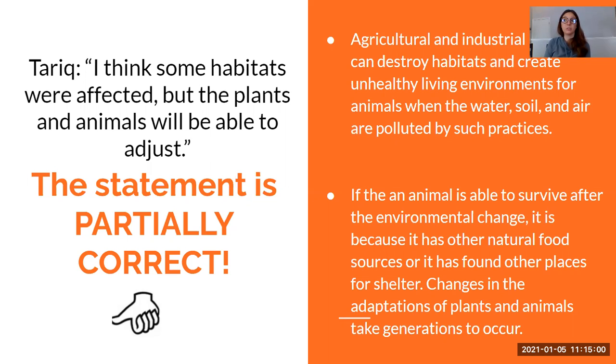If an animal is able to survive after the environmental change in the first place, it's because it has some other form of finding natural food sources or it has found a different place for shelter. But changes in the adaptations of plants and animals usually takes generations. So the adaptations didn't change. It was just that they must have found some other place to find food or shelter. But not all plants and animals are always going to be able to adjust. Some, like a lot of plants, can't move on their own, so they wouldn't be able to adjust or leave to go somewhere else. So that part of it was not correct.